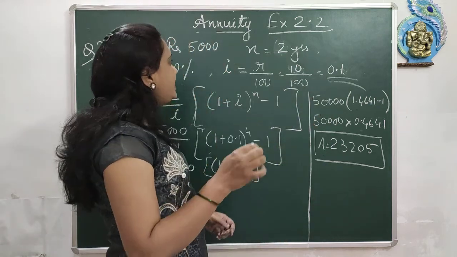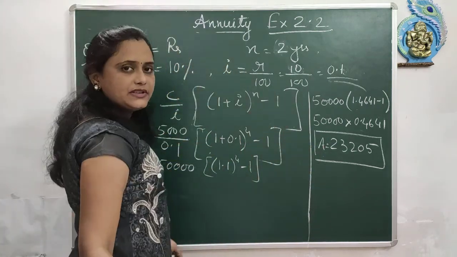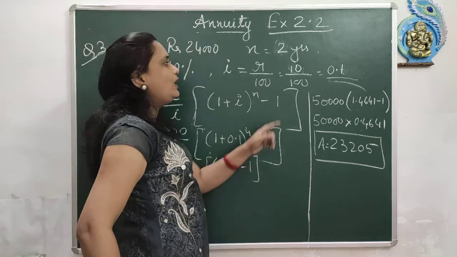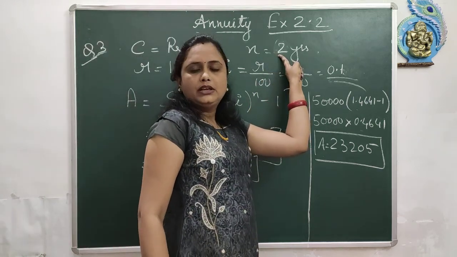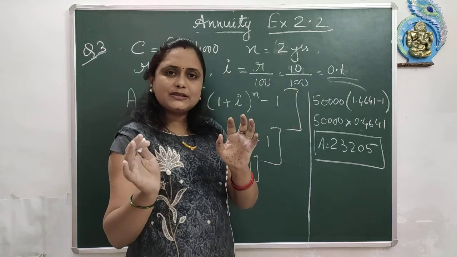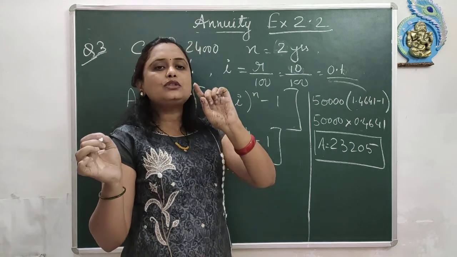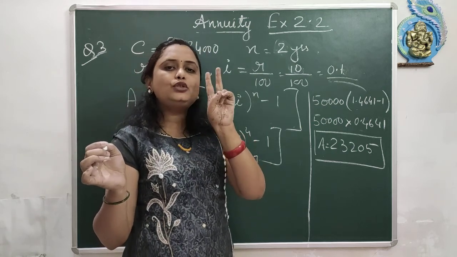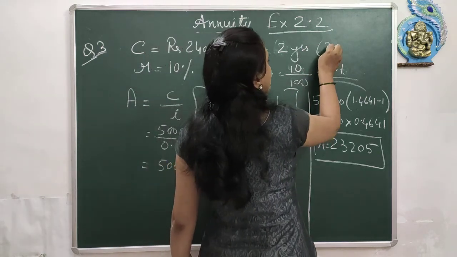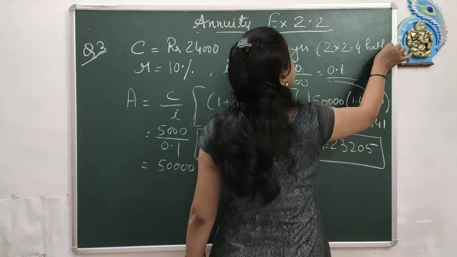So first of all, what is C? It is invested 24,000, so this will be 24,000. Now N will be, it is given for 2 years but the payment is made 6 monthly. So whenever it is 6 monthly or quarterly, 6 months means in a year 2 times. So you have to multiply years, like 2 into 2, that is 4 half years it will be.